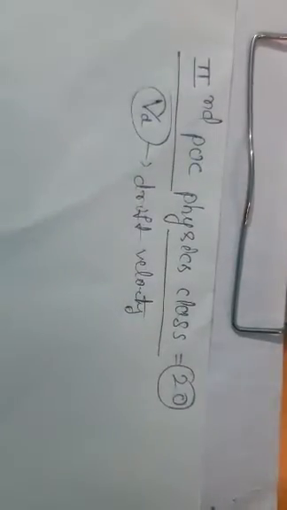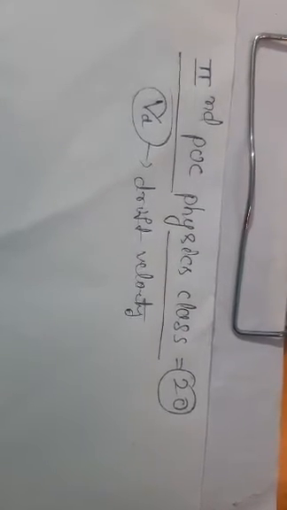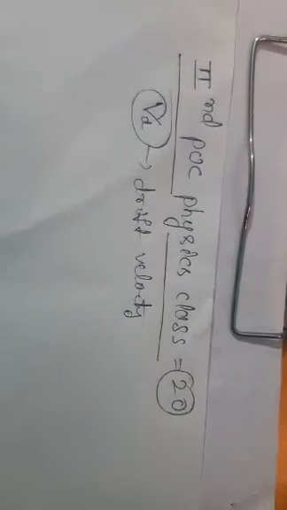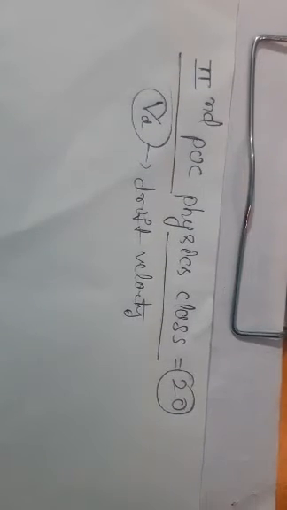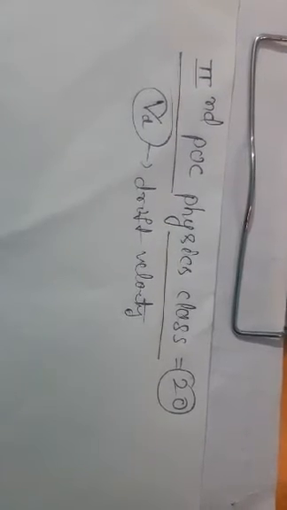Drift velocity is also a velocity. Velocity means the rate of change of distance. So drift velocity means the average velocity acquired by the electron in the presence of an electric field. That is called drift velocity. What is the equation of drift velocity?